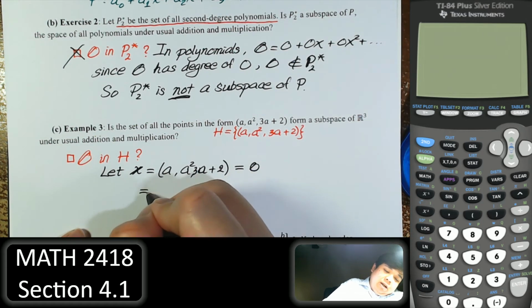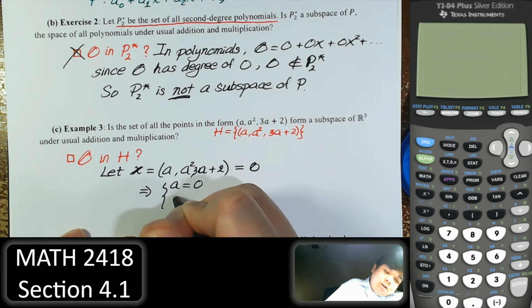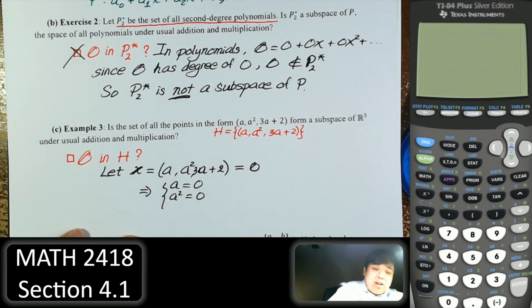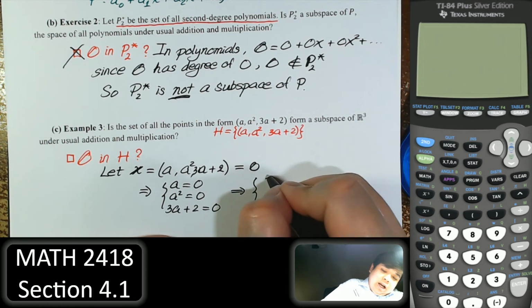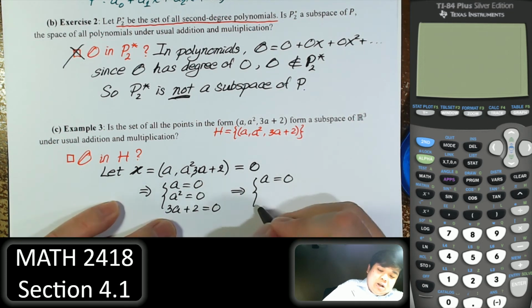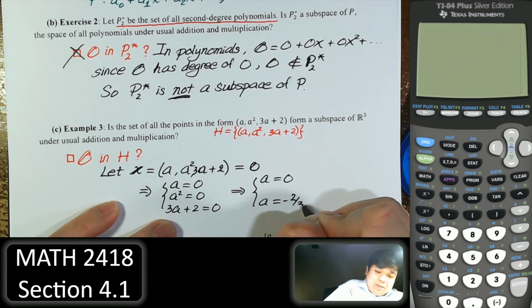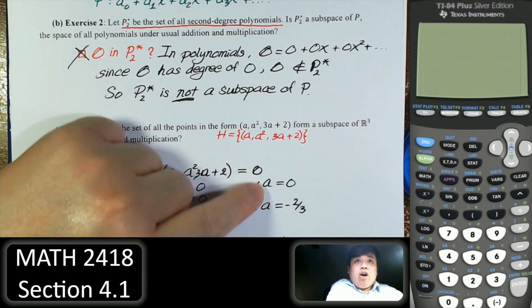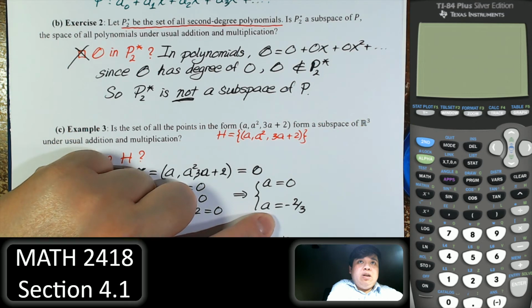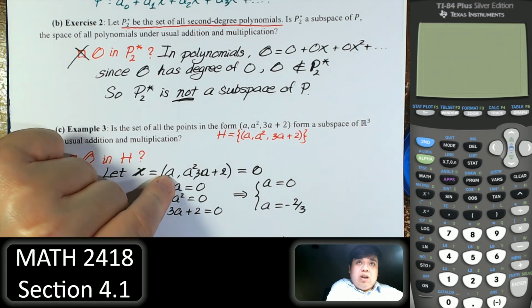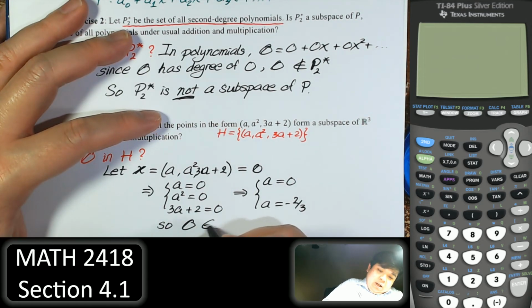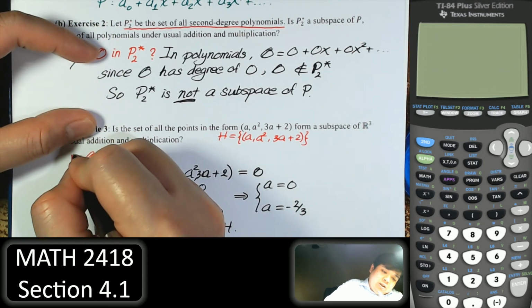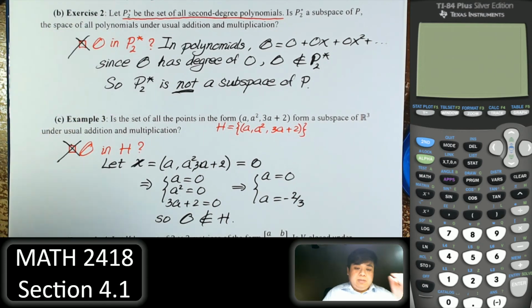Let's say it is equal to the 0 vector. That means a has to be equal to 0, a squared has to be equal to 0. So those two are okay, but 3a plus 2 equals 0. So that implies a has to be equal to negative 2/3, and a equal to 0 is good. So a cannot simultaneously equal 0 and negative 2/3. So this cannot be equal to the 0 vector. So we say 0 is not in H. So it's not a subspace.